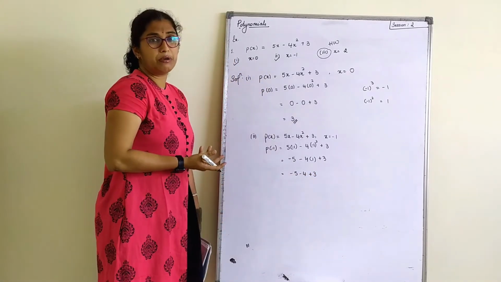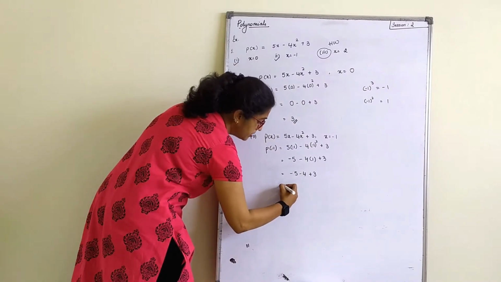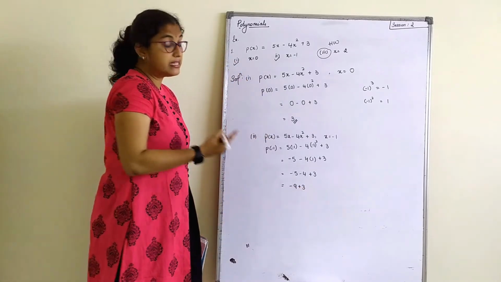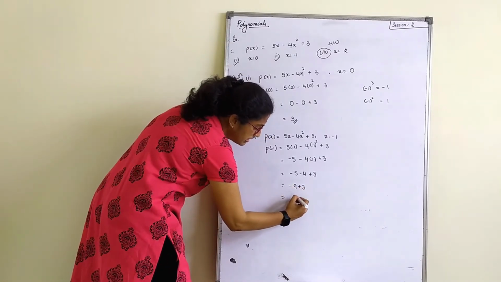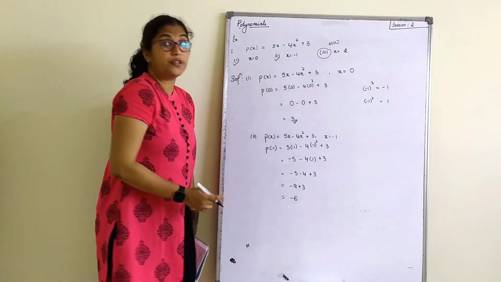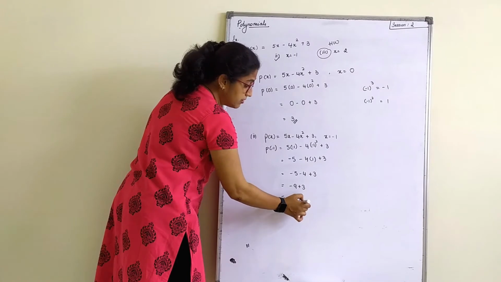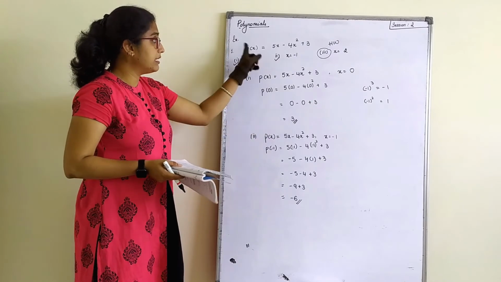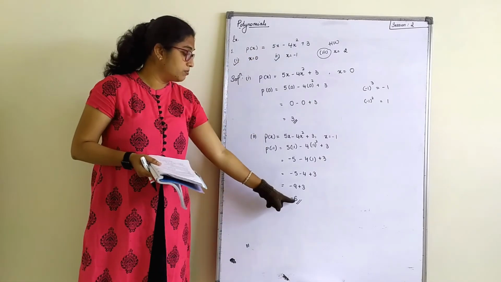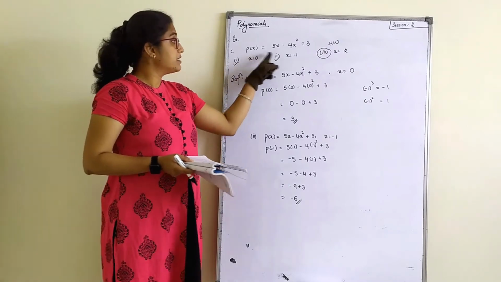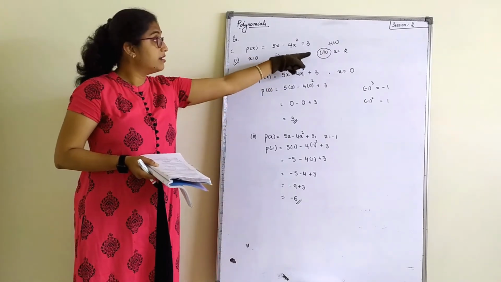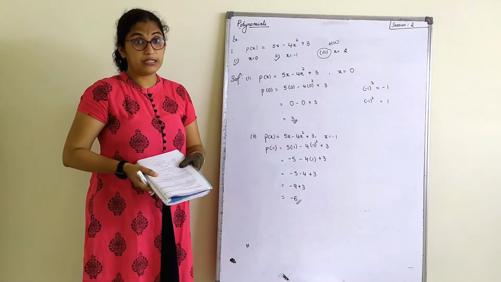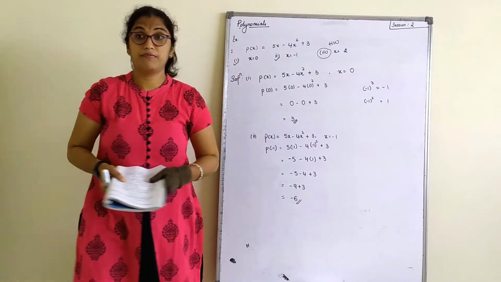Now it's up to you how you want to add and subtract it. Minus 5 minus 4, minus 9, plus 3. Minus 9 plus 3, the answer is 9 minus 3 is 6, but the sign will be of the greater number. So this is the answer. So the value of the polynomial when x is equal to 0 is 3. The value of the polynomial when x is equal to minus 1 is minus 6. First and second one I have done. Third one I have marked for homework. I will be discussing the answer of the homework sum tomorrow. I want you all to write down this.